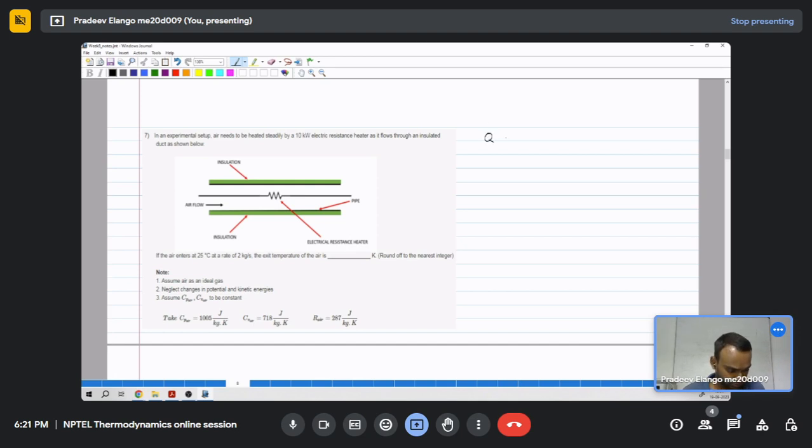Now we know Q is, from the steady flow equation, neglecting the other terms, you will have Q as delta H. So that is Q is equal to m Cp delta T, and Q is given as 10 kilowatt, that is 10 into 10 power 3 is equal to mass flow rate 2 into Cp is given as 1005 joule per kg Kelvin into delta T is T final minus T initial. So T initial is 25 degrees Celsius. So 25 degrees Celsius is 298 Kelvin. So this is Tf minus 298. Now we can find Tf as 10 into 10 power 3 divided by 2 into 1005 plus 298.